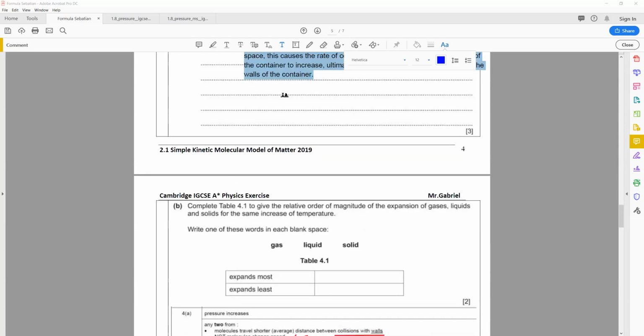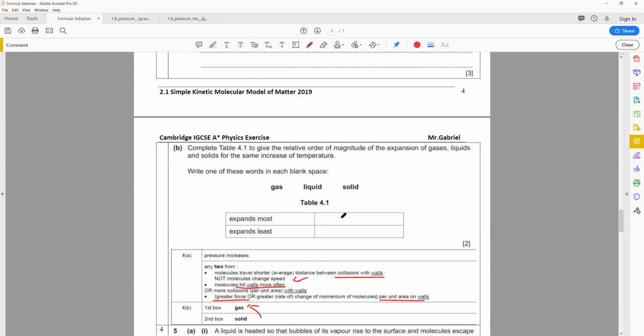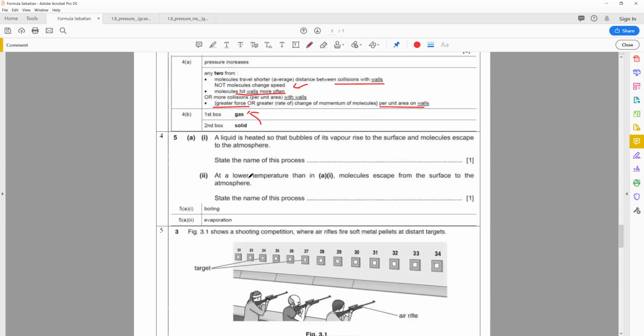Yeah, moving on, next part here. Obviously, what expands the most is gas, and what expands the least is going to be solid, no explanation there. A liquid is heated so that bubbles of its vapor rise to the surface and the molecules escape to the gas state. The name of this process, obviously, is boiling.